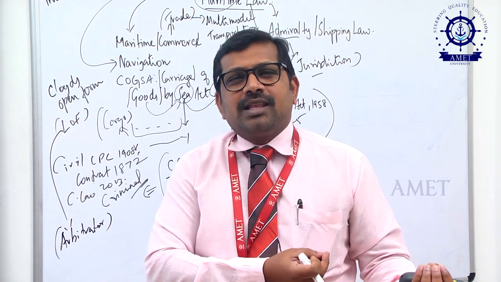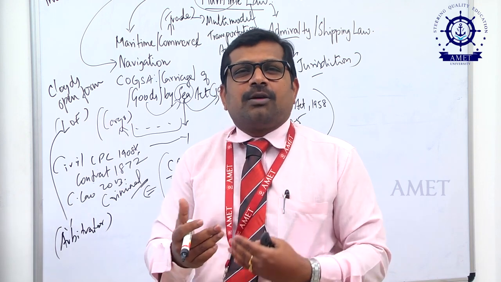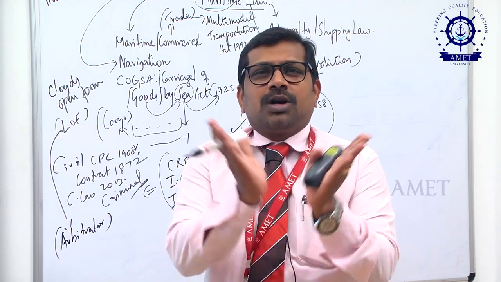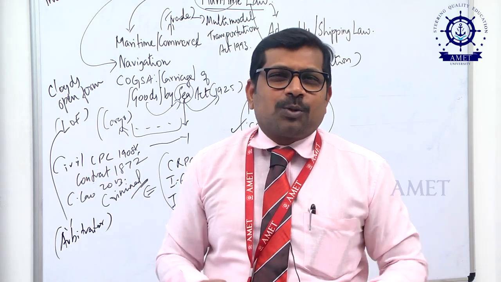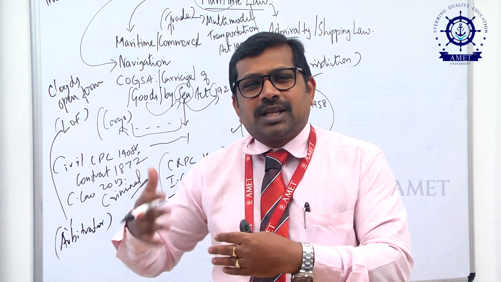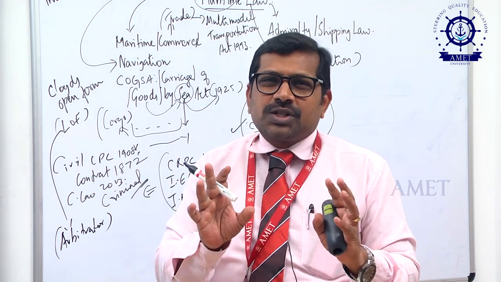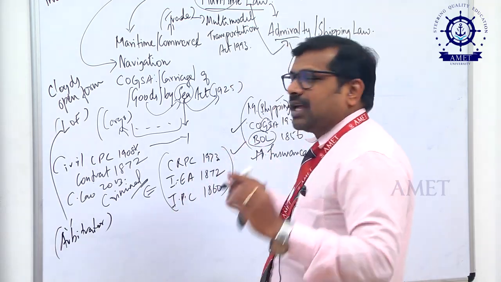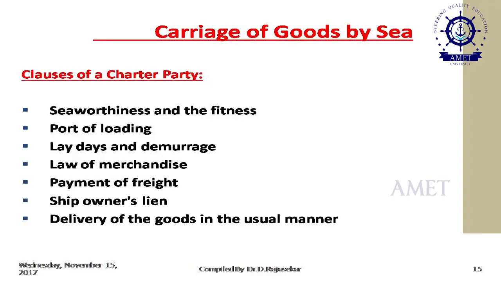Say you want to hire the vessel, maybe the whole ship or part of the ship, for the purpose of carrying goods. These are the points that need to be mentioned in the agreement. This agreement happens between the two parties, the ship owner and the consignor. Together they are called a contract, or taking the goods through the sea is called a contract of affreightment. All these important points need to be remembered regarding the Carriage of Goods by Sea Act 1925. What are the major classes of charter party?